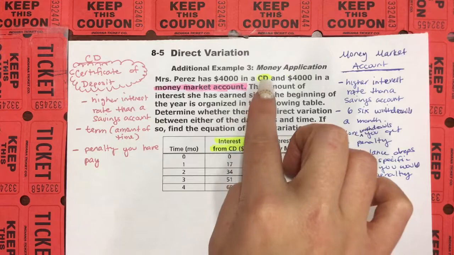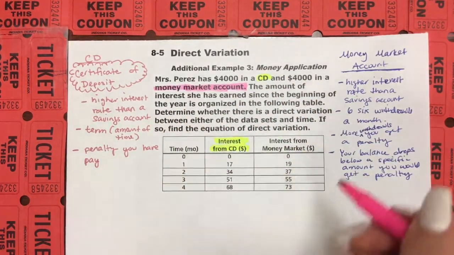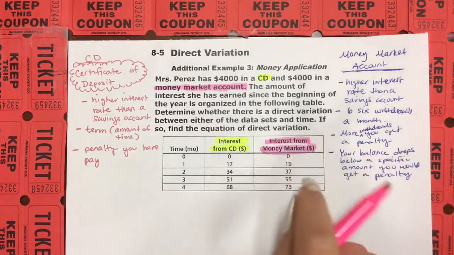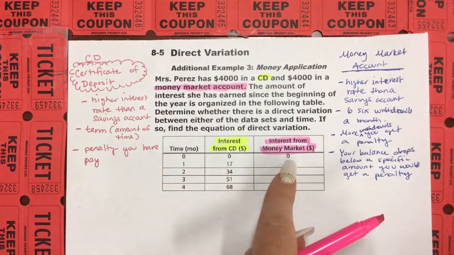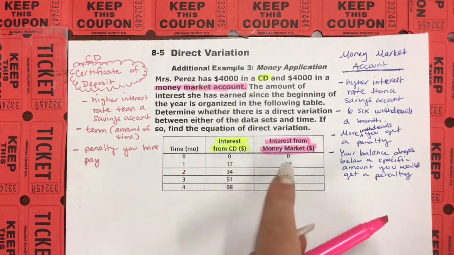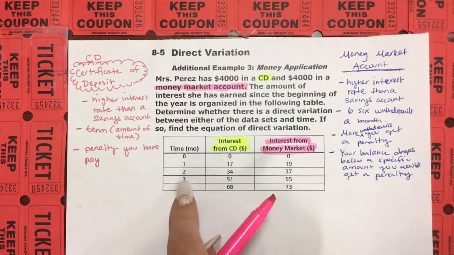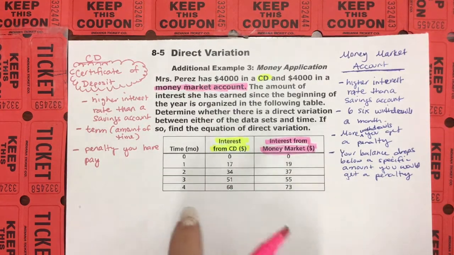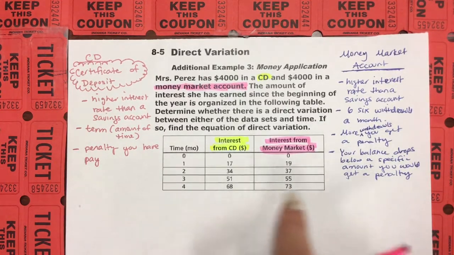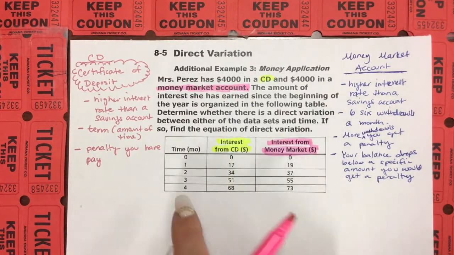So the $4,000 she invested in a CD. And then $4,000 in a money market account. So this data over here is the interest earned from the money market account. So when there was no time, she did not get any interest. But when there was 1 month, she got $19, which was better than the CD. After that, the second month, she got $37 interest. The third month, she got $55 interest. And the fourth month, she ended up getting $73 interest. So it really looks like for this example, she was actually earning more interest from the money market account when we just look at the data.